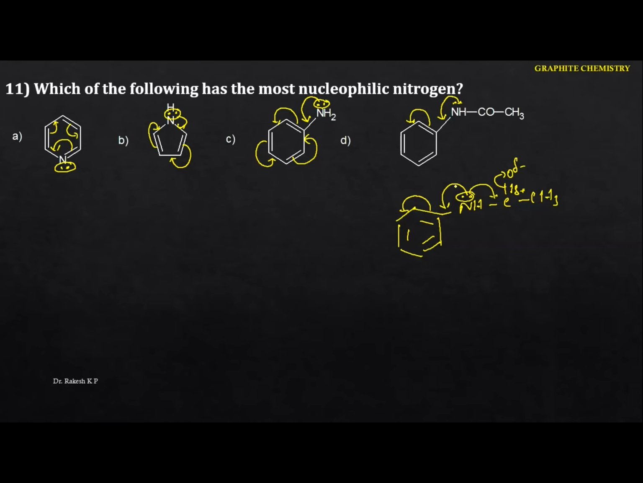Hence what you have to identify, the most nucleophilic means you have to identify the nitrogen with more electron density. Here the nitrogen present in this compound is involved in the resonance, but here we can identify the resonance, but the lone pair present on the nitrogen atom is not involved in the resonance, hence it is the most nucleophilic nitrogen. Okay, so next one.